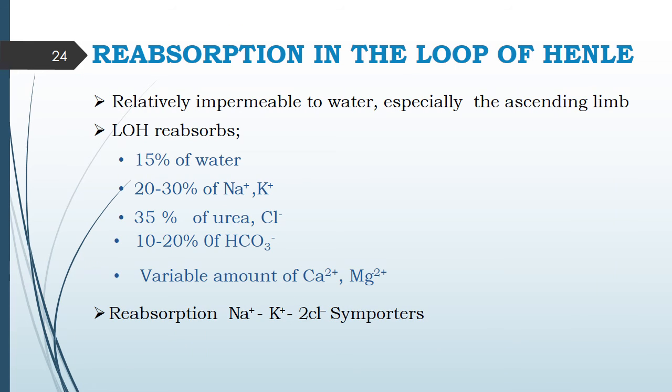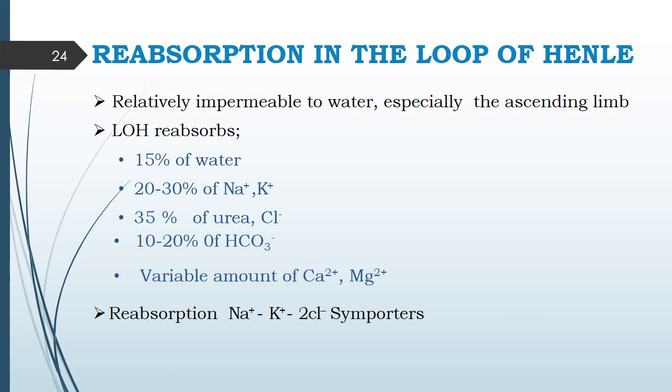Next, the reabsorption in the loop of Henle, that is the next region of the nephron, which may be divided into the ascending and descending limbs. The loop of Henle is relatively impermeable to water, especially the ascending limb. So the loop of Henle may reabsorb only 15% of water, 20 to 30% of sodium and potassium, 35% of urea and chlorine, 10 to 20% of bicarbonate, and a variable amount of calcium and magnesium.